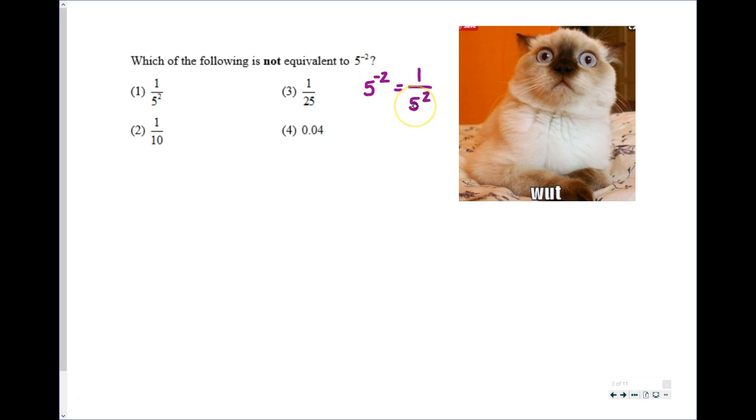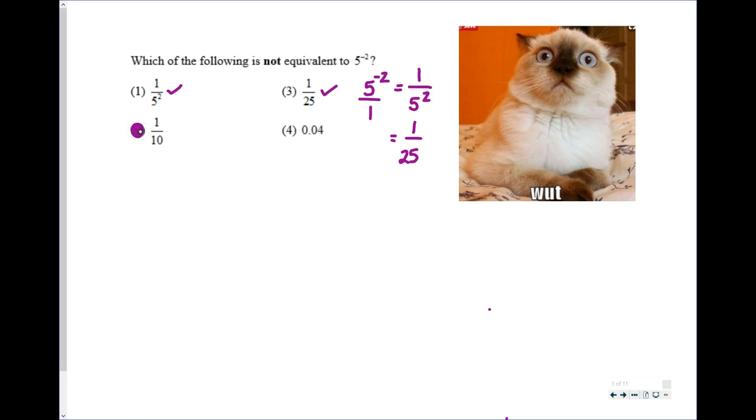So that is how 5 to the negative 2 gets rewritten. It gets rewritten as a fraction, okay? Because really, this has an invisible 1, and all I'm doing is moving it to the denominator because it's automatically in the numerator, and I'm making the sign positive. So that checks off this one. That is equivalent, right? And then what is 5 squared? 5 squared is 25, so this one is also equivalent. Okay, what about this 1 over 10? Is 5 squared 10? No, so that has to be the right answer here.